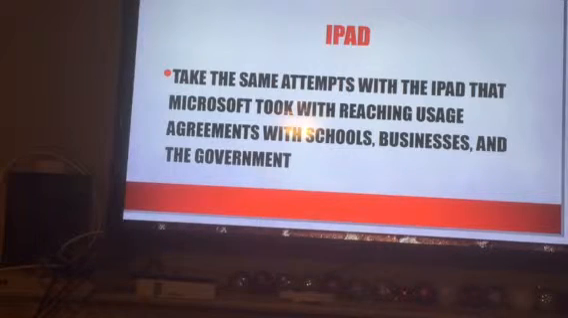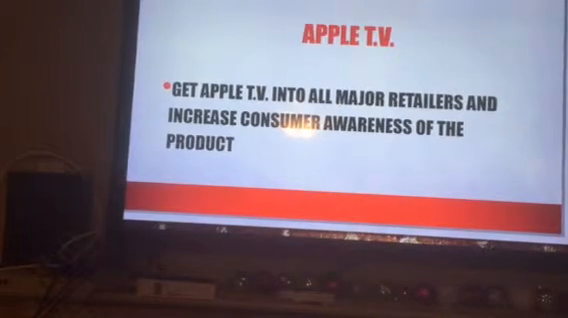So this might be an opportunity for iPad to take the tablet and do the exact same thing in these exact same industries. Another way Apple could increase its revenue is by doing a better job marketing the Apple TV. Get Apple TV into all major retailers and increase consumer awareness of the product. Many people don't know Apple TV exists, and the few that do know about it really can't find it in that many places. If you go into Walmart or Target, it may or may not be in there, and if it is, it's very small shelf space, and it's not marketed and broadcasted out to the media or to people in general.